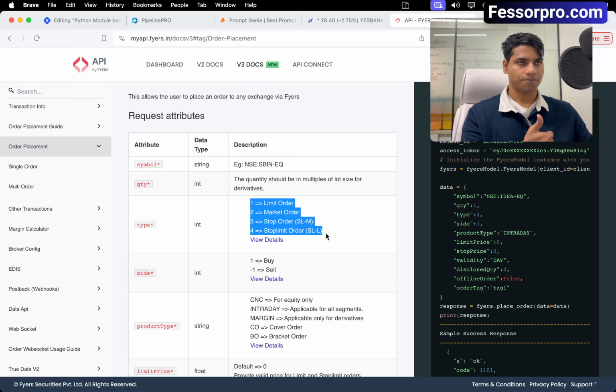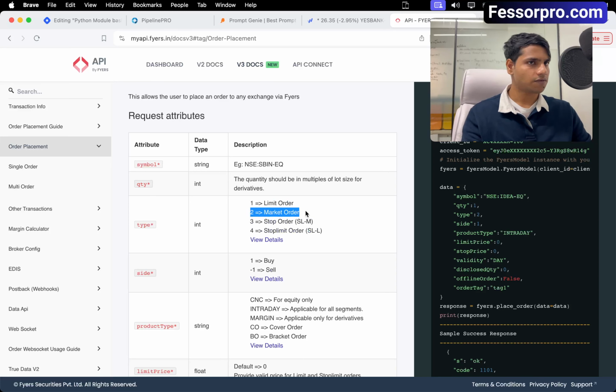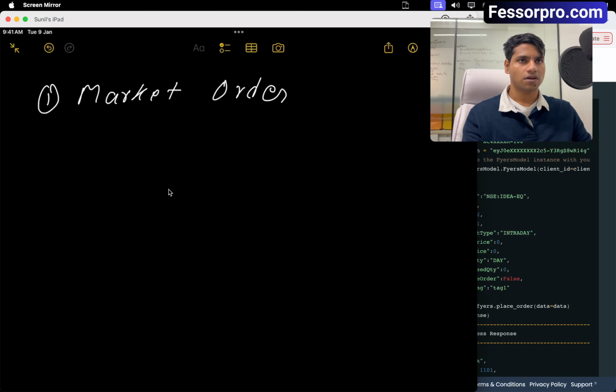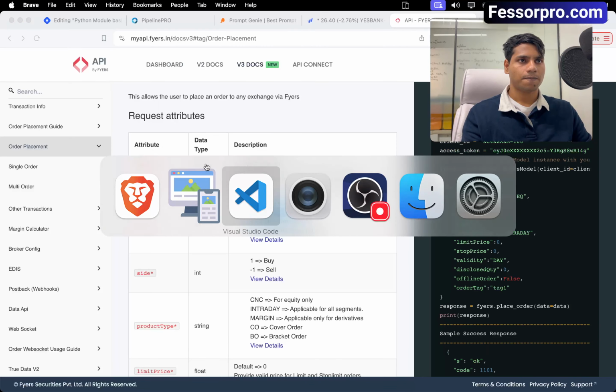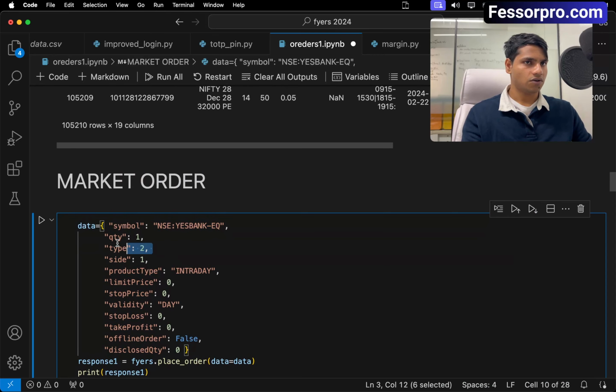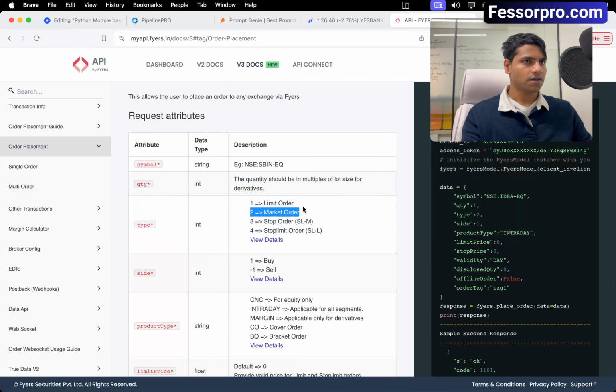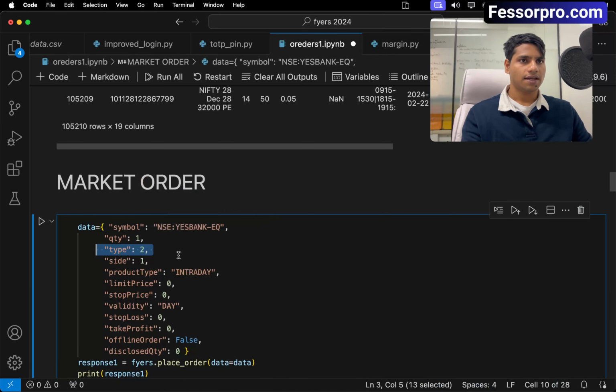First let me discuss the market order. That is 2. For a market order we need to write 2, so here I have written type equal to 2, because I want to place a market order. The next is side. Side would either be 1 or -1, 1 for buy and -1 for sell. So I have written 1 here.